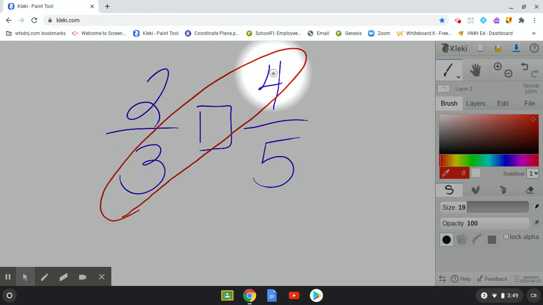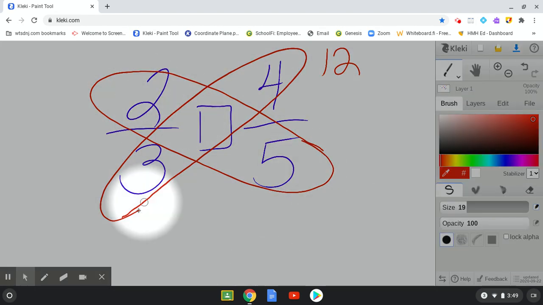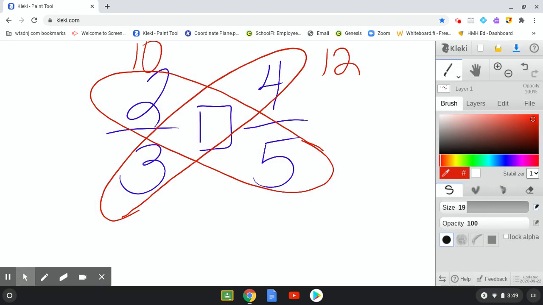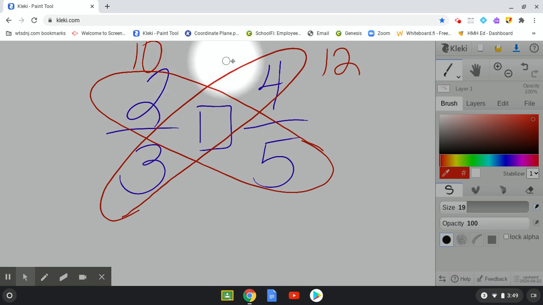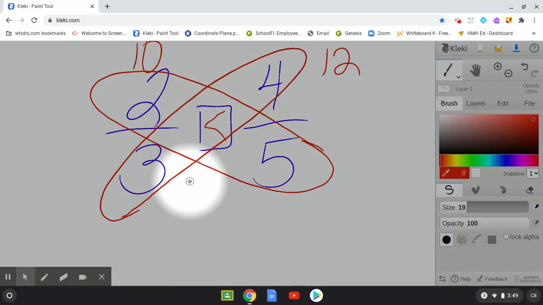So 3 times 4 gives me 12. I'm going to do the same thing on the other side. So 5 times 2 is 10. Well, 10 is less than 12, so that means 2/3 is less than 4/5. It's actually very simple. Comparing fractions that don't have the same denominator are pretty easy as long as you know your multiplication facts, okay? So we need to know our multiplication facts.